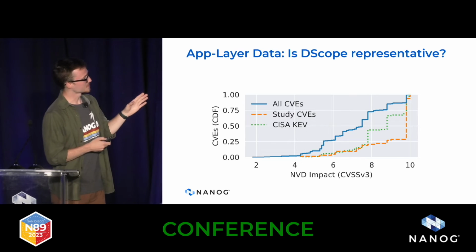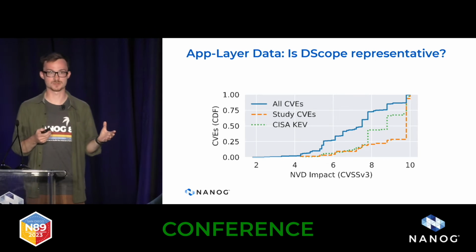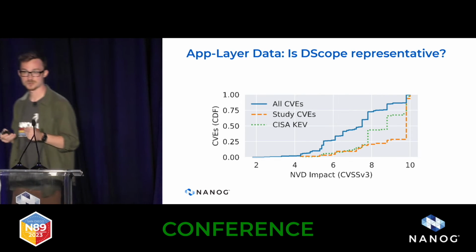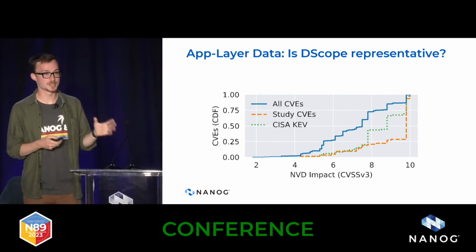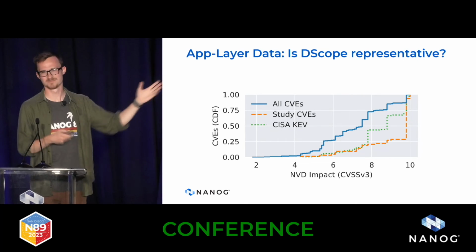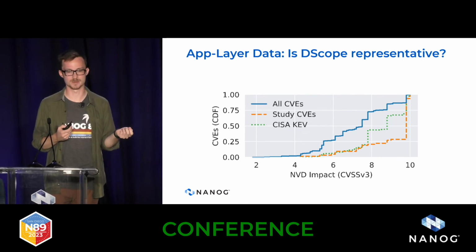So the blue here is the distribution of sort of all the vulnerabilities from the last 10 years. The green is the list of known exploited vulnerabilities from CISA, and the orange is sort of what we've collected. And we see that the impact factor on these really skews high. It kind of makes sense because they're network exploitable.